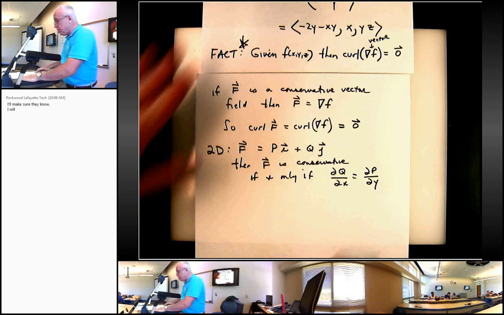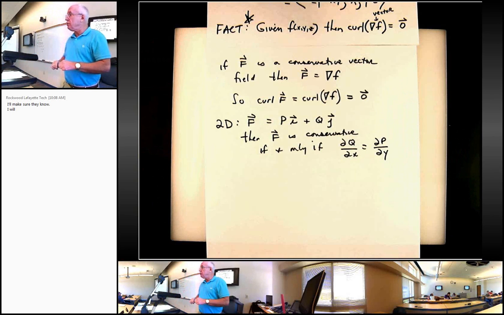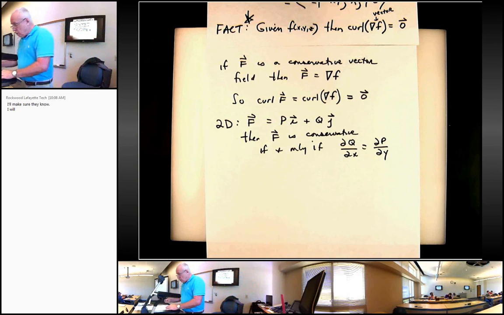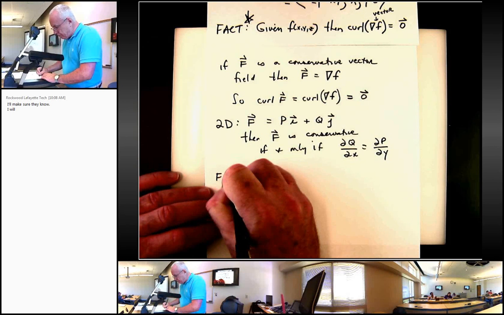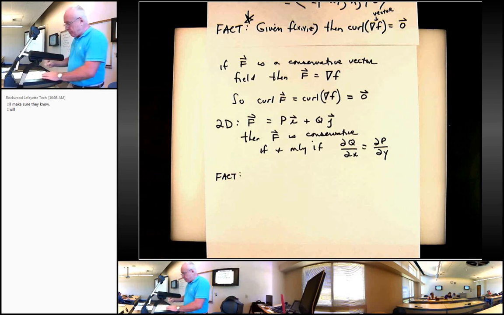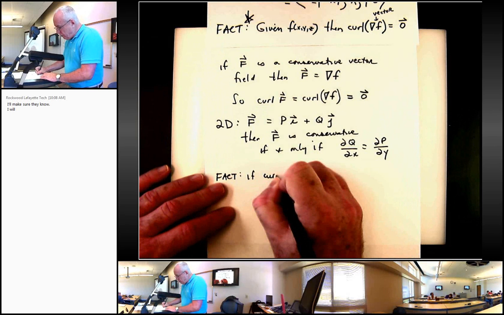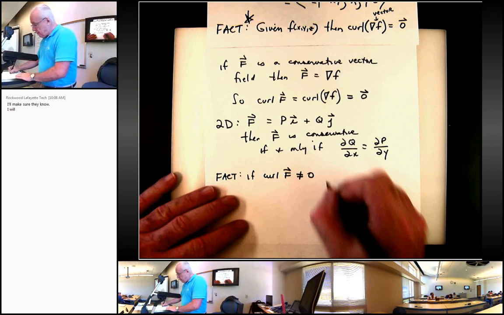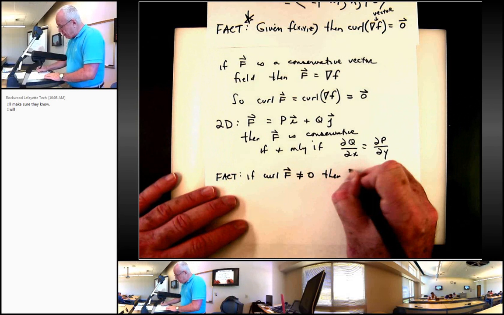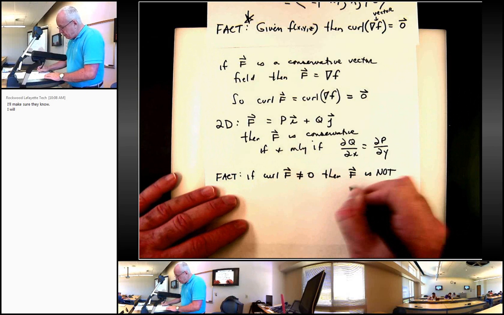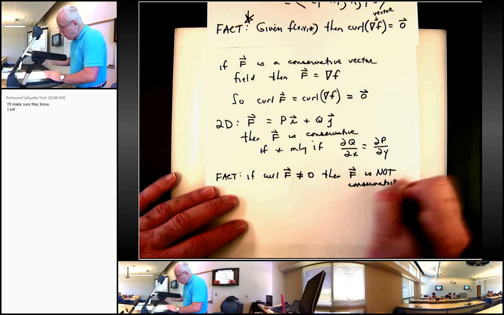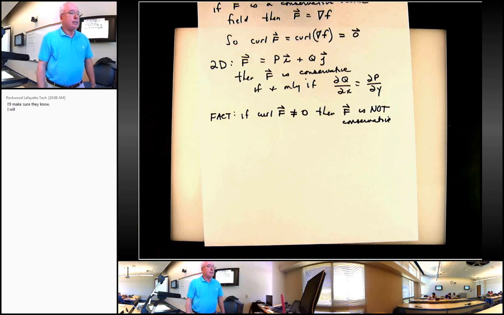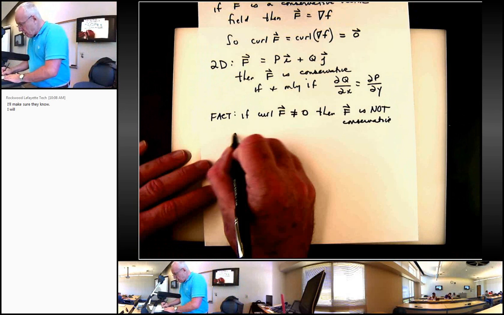What we're going to use for 3 dimensions to show that a vector field is conservative is to use the curl. Okay. So a couple of facts here for starters. One thing we can say is this. If the curl of some vector field F doesn't equal 0, then we know that our vector field F is not conservative. All right, that would follow from what I had just put down. So let's just look at an example of this fact.